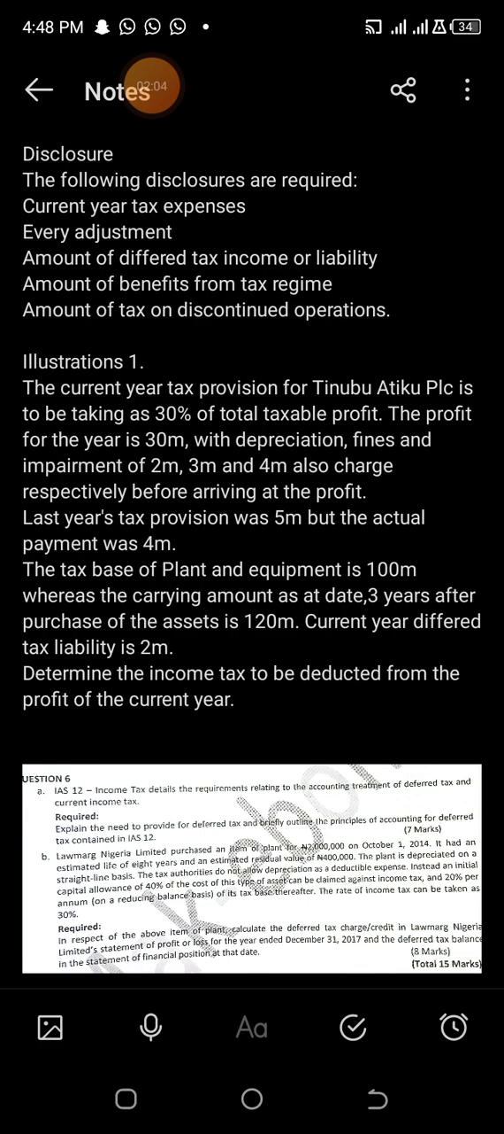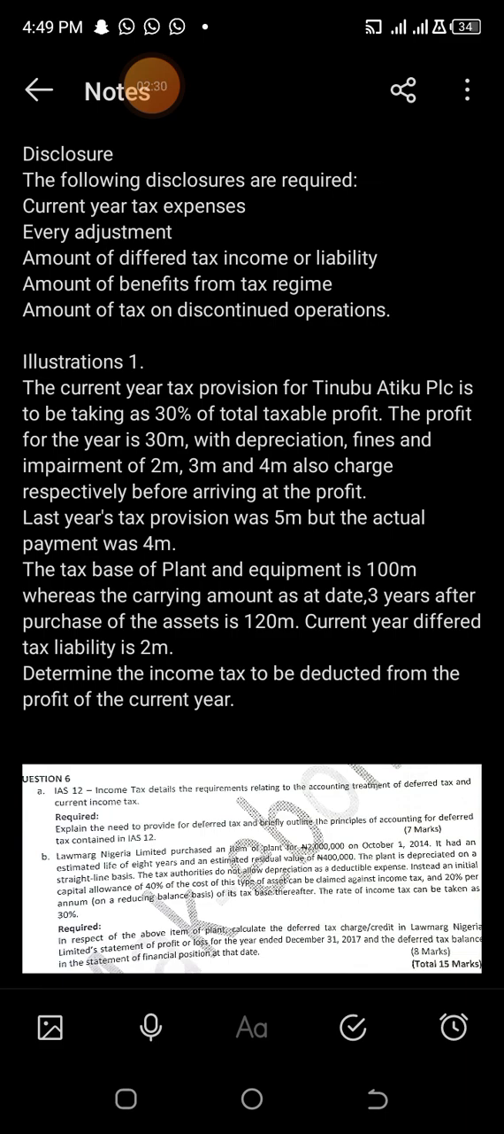Why the need for this disclosure? It is important because many people may not go through the body of your financial statement. Some will just go to the notes to the accounts and read whatever you have put there. So you must always disclose every one of these details. Number four should be the amount of benefit that you derive from the tax regime. Talking about the tax allowances that you enjoy, you must be able to state them.